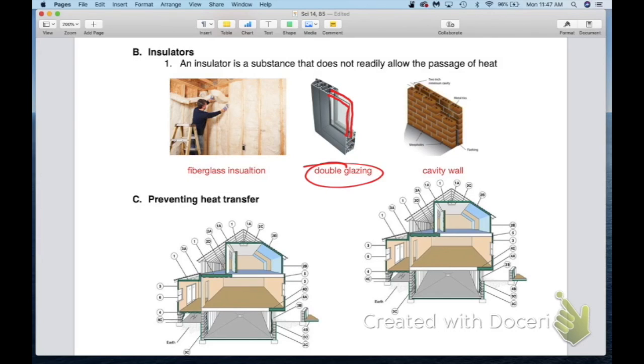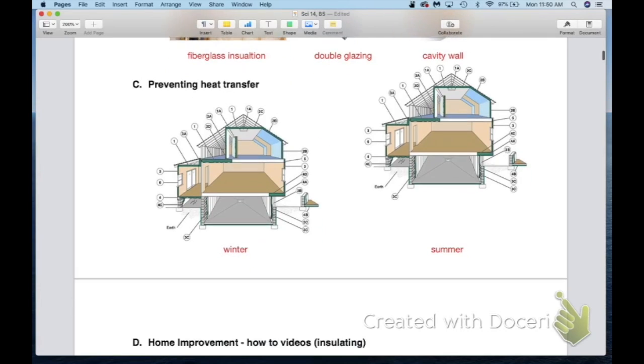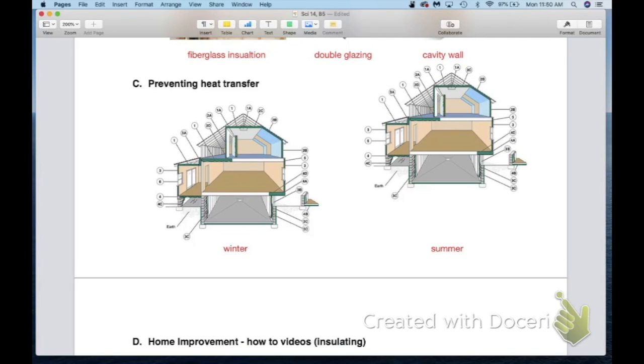Okay, and then sometimes they'll build what they call a cavity wall, a wall that has an air space. It's like 2 walls, and they got this air space in between. And that's a good insulator. The whole purpose of insulation is to prevent heat transfer. In the wintertime, we're trying to prevent heat from getting outside. We don't want that. And in the summertime, we're trying to prevent too much heat from getting inside. So that's the whole purpose of insulation.